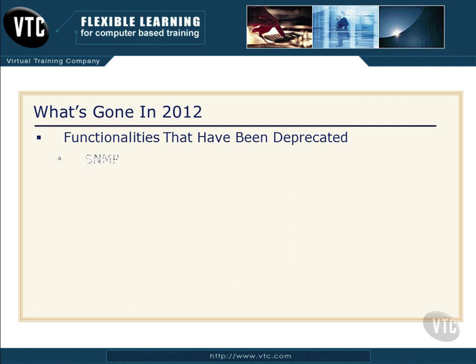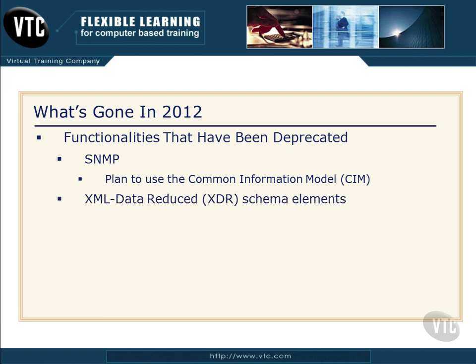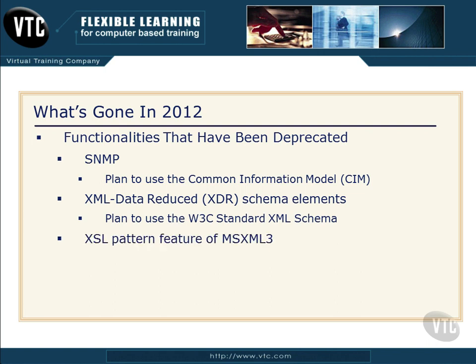Other functionalities that have been deprecated here: SNMP, Simple Network Management Protocol. Here, just plan to use the Common Information Model, CIM, in the future. This is interesting here as well. XML data reduced, or XDR, schema elements are going away, and you want to plan to use the W3C standard XML schema. And the XSL pattern feature of MS-XML3 is going away. And that's not going to make too many people sad because now they're suggesting that you use the W3C standard XPath. And XPath is very popular out there in the XML world.